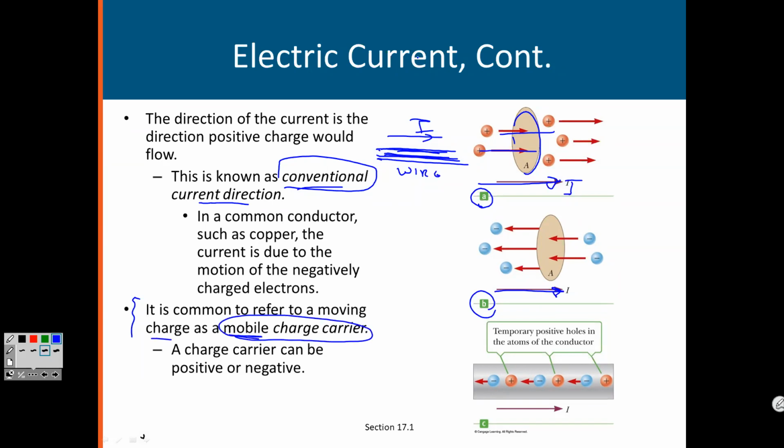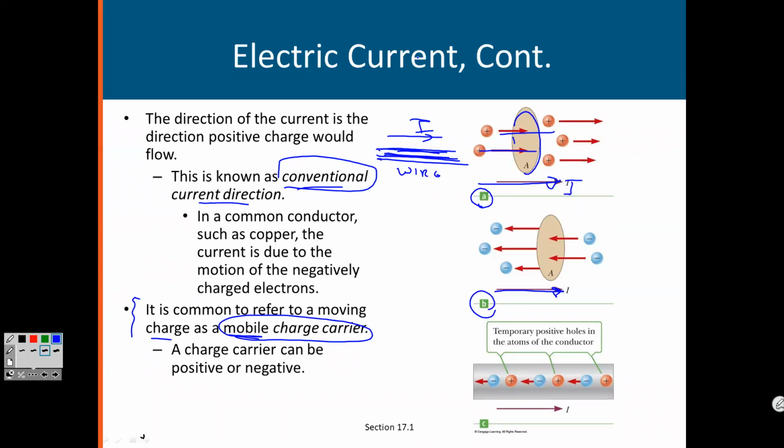You know the meaning of mobile. Okay, mobile means moving. Good. A charge carrier can be positive, but in a metallic wire, a normal conducting wire, the charge carriers are the negative charges, namely the electrons.